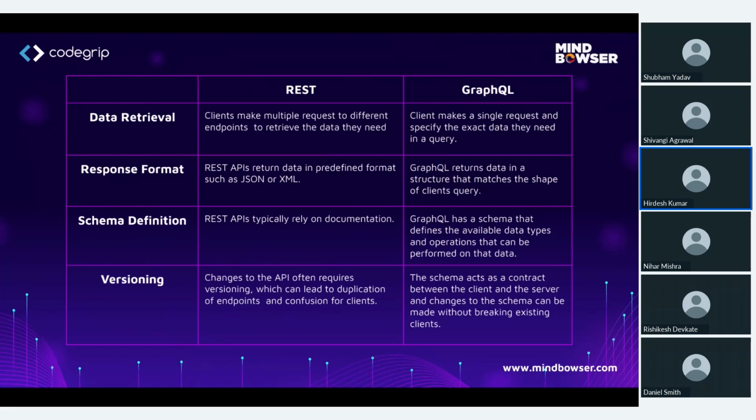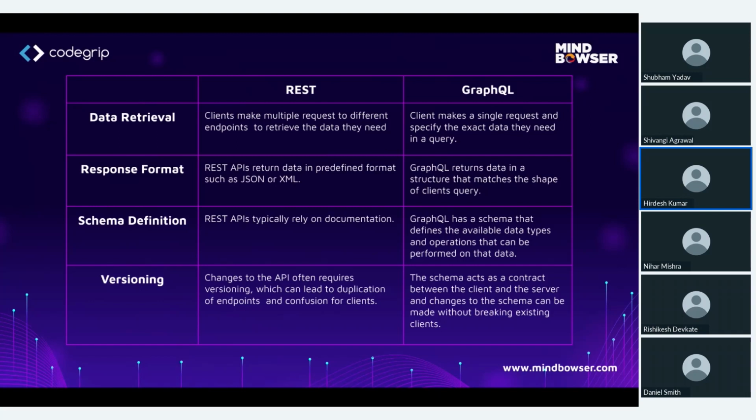GraphQL has a schema that defines the available data types and operations that can be performed on the data. So this schema is self-documenting, which makes it easier for clients to understand how to interact with the API. In contrast, REST APIs typically rely on documentation that is separate from the API itself. Those of you who do not know about schemas, we're going to cover schemas in much more detail in the coming slides.